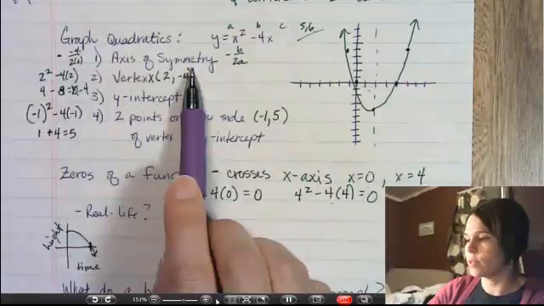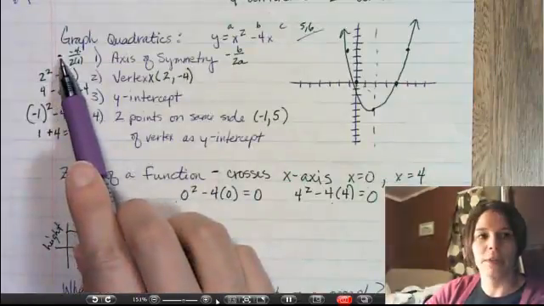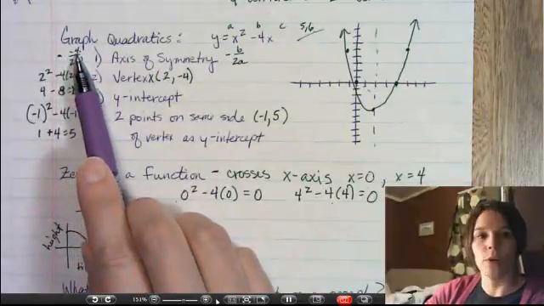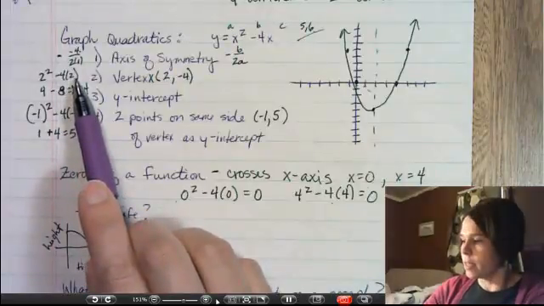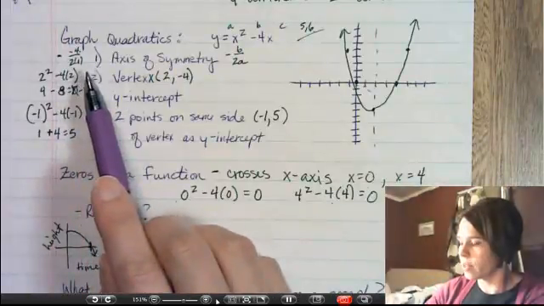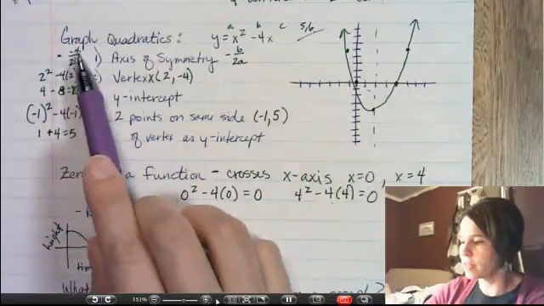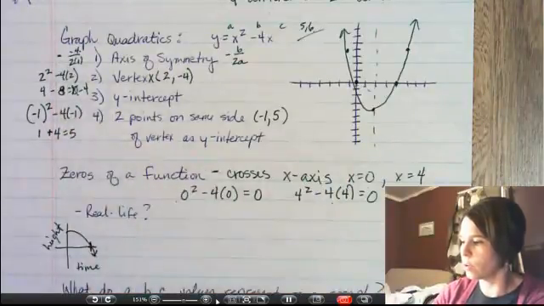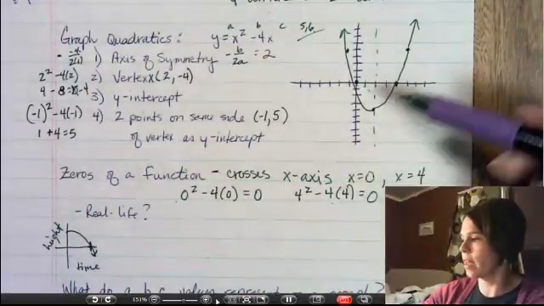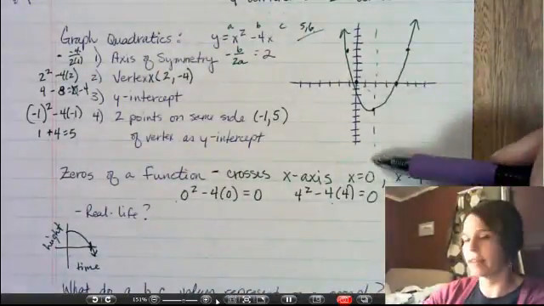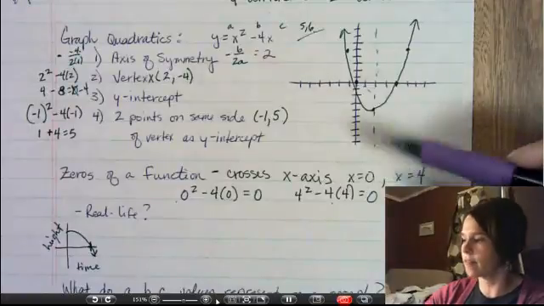So the axis of symmetry, I worked it out over here, the opposite of negative 4, my b value, over 2 times 1. So what did I end up with? 2 negatives make a positive. 4 divided by 2 is 2. Let's write that in there. I didn't write that before. I just came over then and graphed. So I went ahead and put my axis of symmetry on my graph.